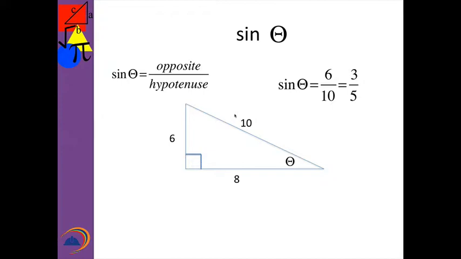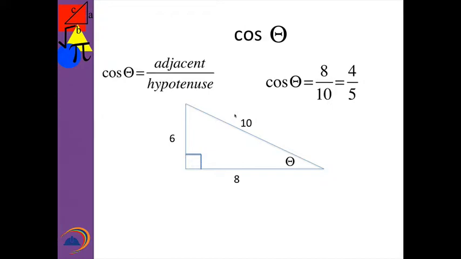Here's a triangle, and I've labeled the sides. The sides are 6 and 8, and the hypotenuse is 10. So to find the sine, I look across from the angle theta and I get a 6. The hypotenuse is 10. I simplify it and I say that my sine is 3/5. So add any missing pieces to your note taker and we'll move on to cosine.